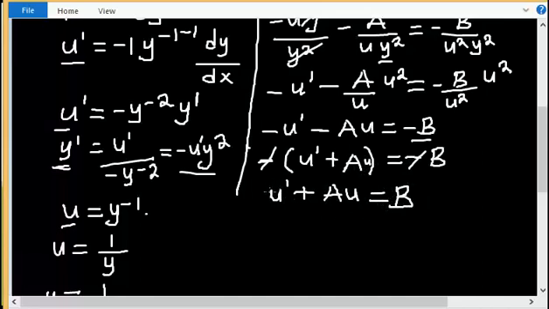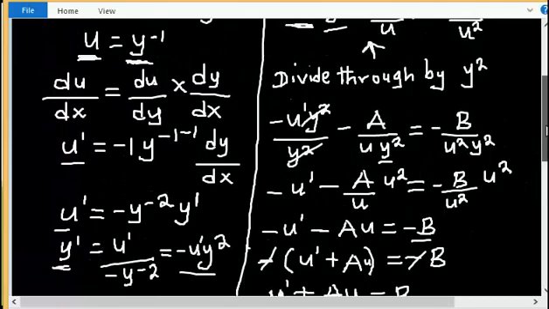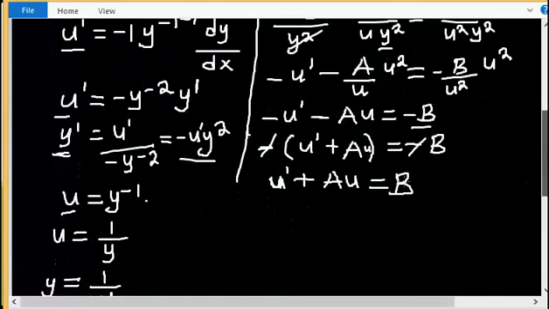So by introducing this variable u, you can see that the equation that was originally non-linear is now a linear equation. Why? Because I have u prime, au, then of course equal to b. So this is now linear. So I'm going to solve this equation based on u being my dependent variable. So in this case now, I can solve it.